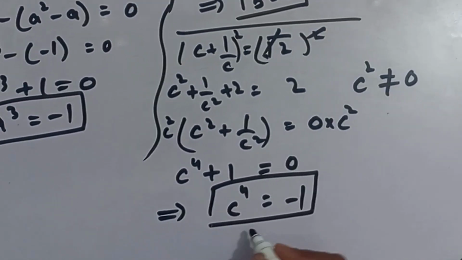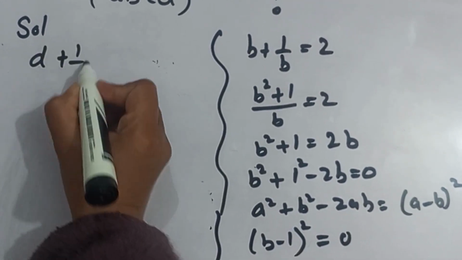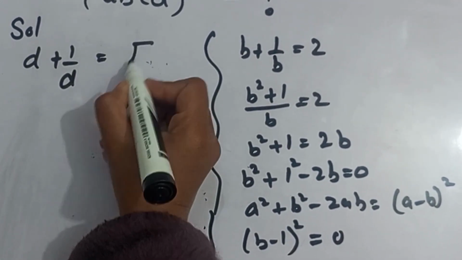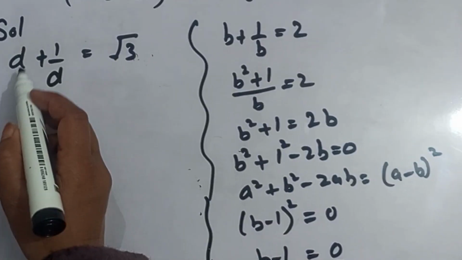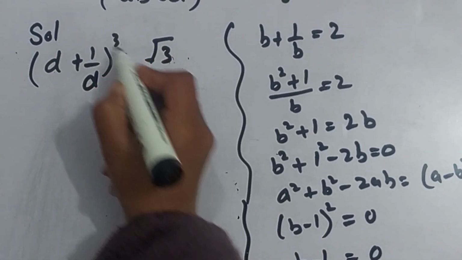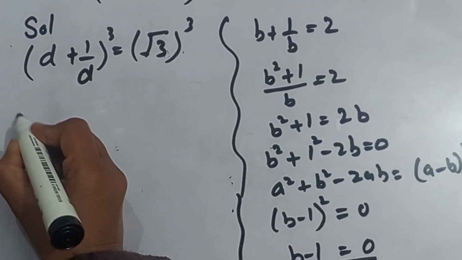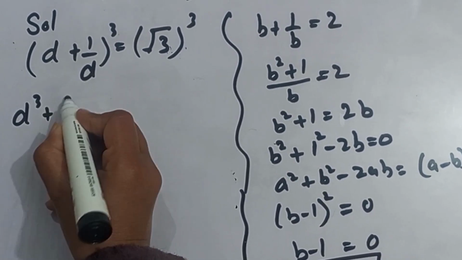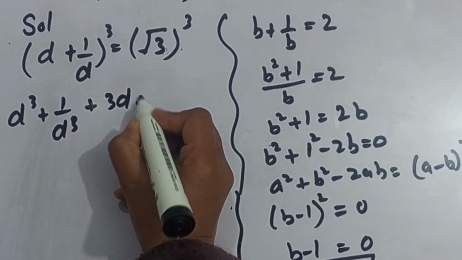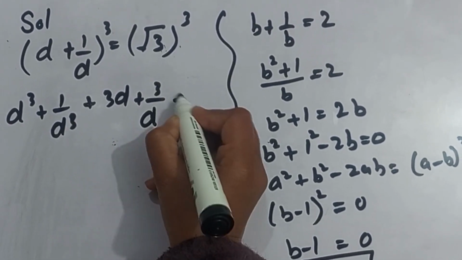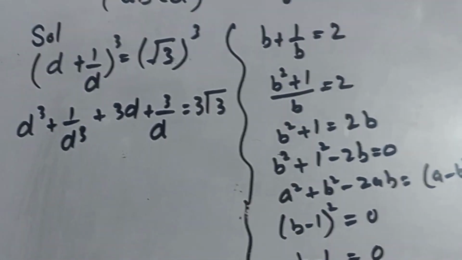We also use this information later. Now we use this information: d plus 1 over d is equal to square root 3. In the next step we take a cube on both sides of this equation. So the left hand side is equal to d cube plus 1 over d cube plus 3 times d plus 3 over d, and the right hand side is equal to 3 times square root 3.